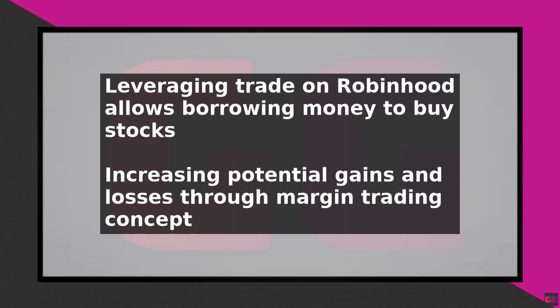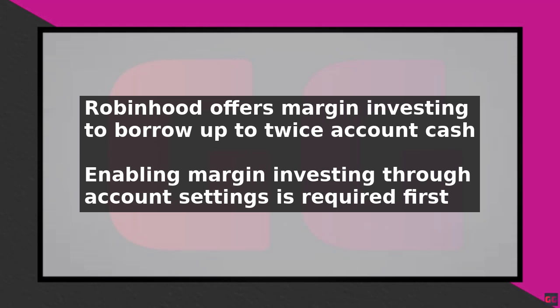Robinhood offers a feature called margin investing, which allows you to borrow up to twice the value of the cash in your account. To get started, make sure you have a Robinhood account and that you have enabled margin investing. You can do this by going to the account settings and selecting the option to enable margin investing. Once you have enabled margin investing, you can start leveraging trade by buying stocks on margin.